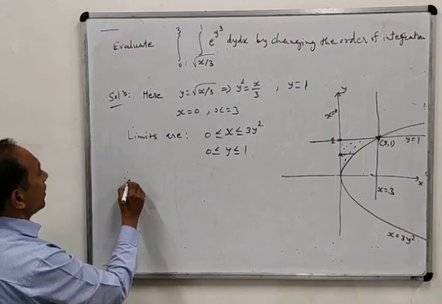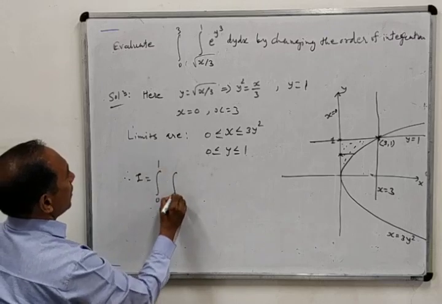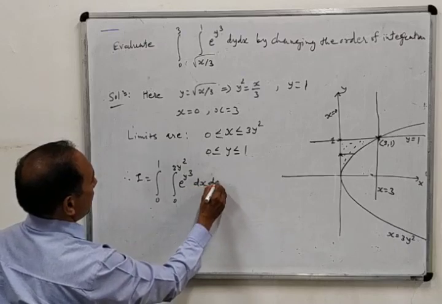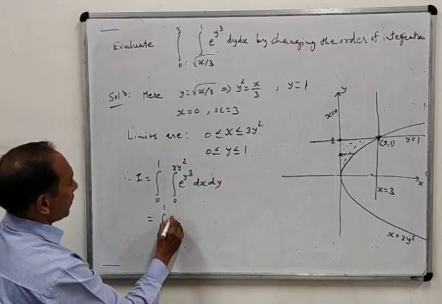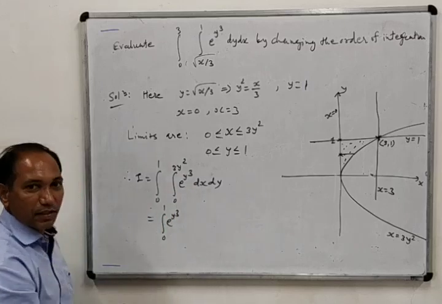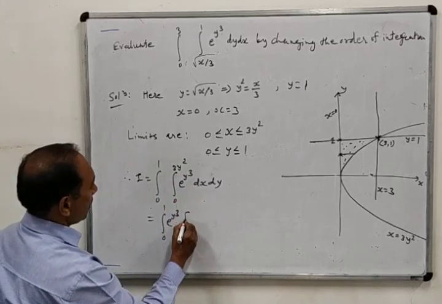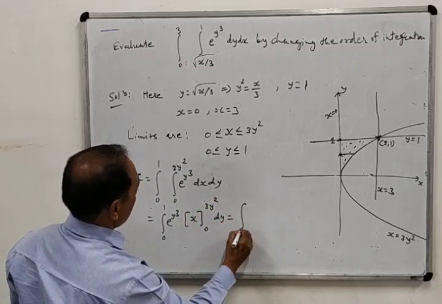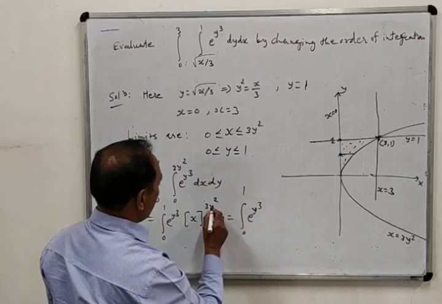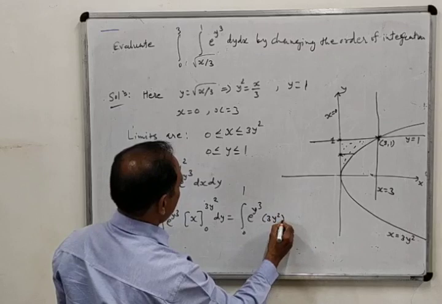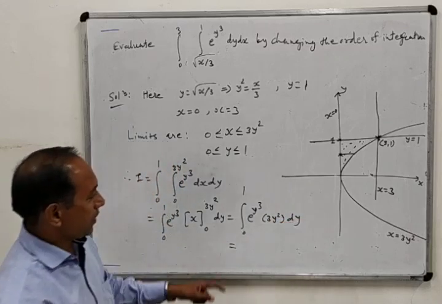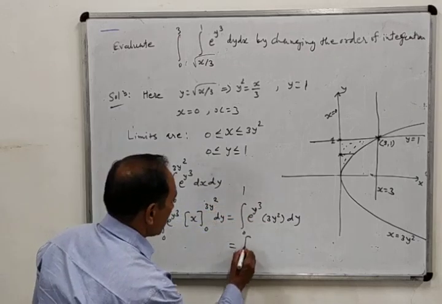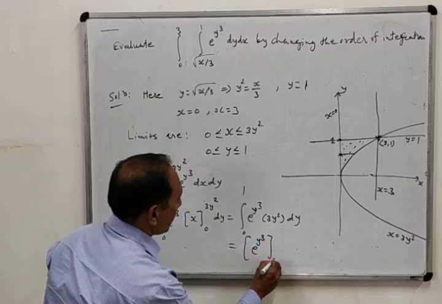So our integration now becomes the integral from 0 to 1, and from 0 to 3y square, of e raised to y cube dx dy. The integration is very easy now. e raised to y cube is constant, because integration is with respect to x, so only dx is there. So it is the integral of x from 0 to 3y square, dy, so integral from 0 to 1 of e raised to y cube times 3y square minus 0. Now this integration is very easy, because y cube has the derivative 3y square and it is already there. So its integration is e raised to y cube itself, from 0 to 1.